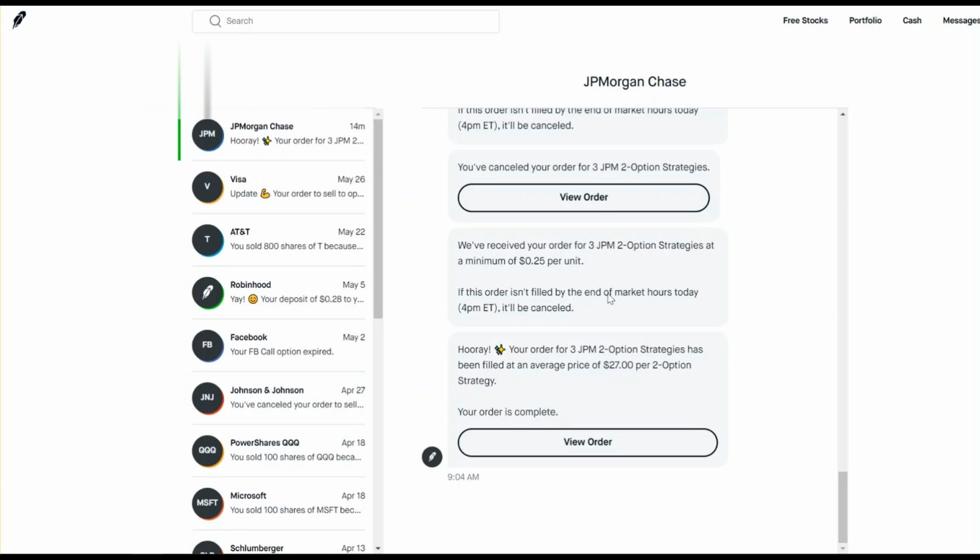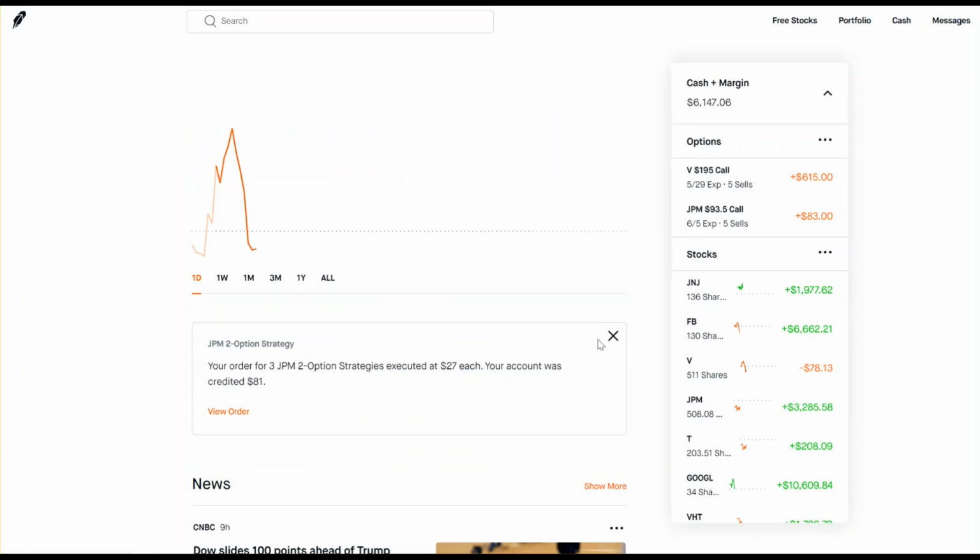So yeah, if you're doing huge volume, let's say your account is half a million or above, I wouldn't recommend using Robinhood. Robinhood is just for relatively small accounts.